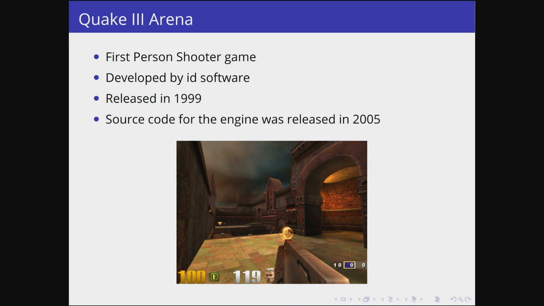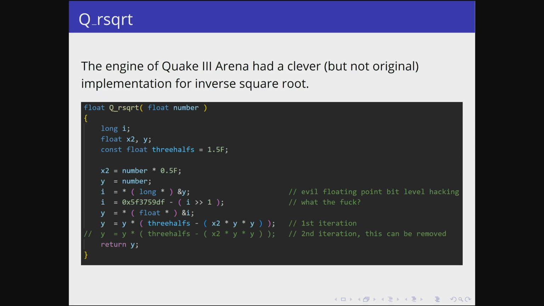Okay. And the Quake III Arena game had a very clever but not original implementation for an inverse square root. They copied it from somewhere. And now we are going to talk a bit about the code that we see here. This is the implementation. The game was written in C, like most games back then, and also nowadays. And the implementation is not long, but quite vague.